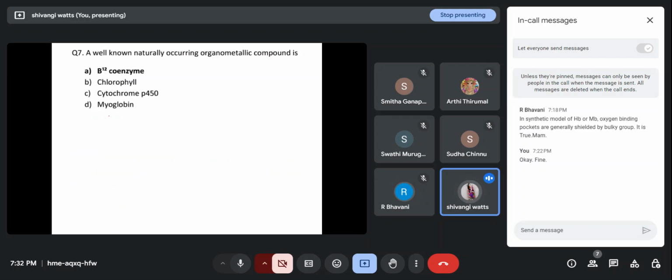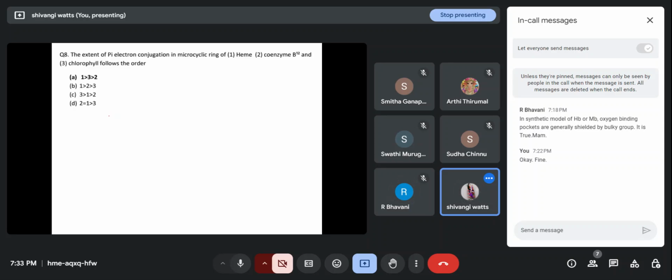So a well-known naturally occurring organometallic compound is... This is the most simple question, and they will ask this question in the UGC NET also. Vitamin B12 coenzyme is the naturally occurring organometallic compound. This I explained in the last class also.